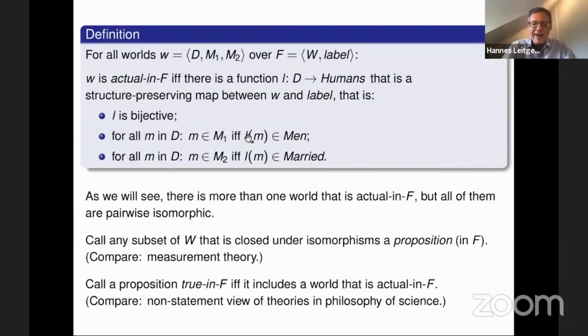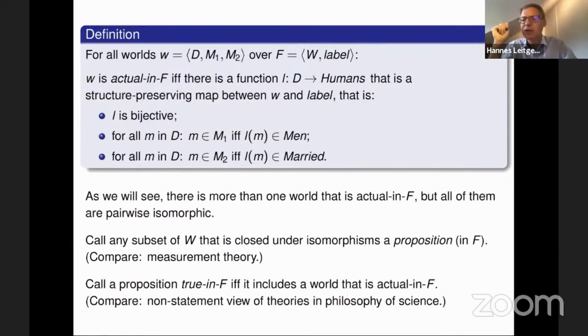And the correspondence, that's this if and only if claims here, okay? So a number is in M1 here, just in case its label, that's a human being, is a member of the set of men. It's a man, not a woman, okay? Now, in this case, as we will see, there is in general more than one world that's actual, but all of the actual worlds are pairwise isomorphic.